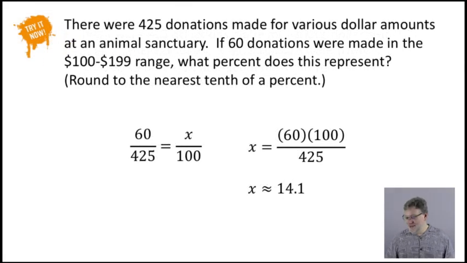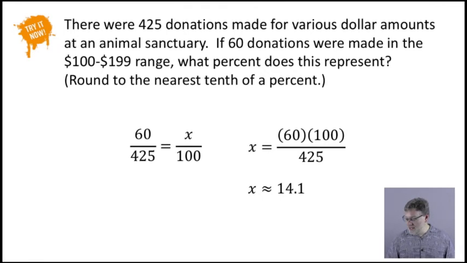Welcome back. Well, in this case, we have 425 donations made for various dollar amounts at an animal sanctuary. So we have a total of 425 donations, of which 60 are considered as being somewhat special. And we want to know what percent do those 60 represent. So percent is the thing we're trying to find, so our rate is the unknown. So we have an x over 100 on the right-hand side. And we are wondering what percent that is of. We don't know what the percent is, but we know that it's of the total number of donations. So it's of the 425 donations.